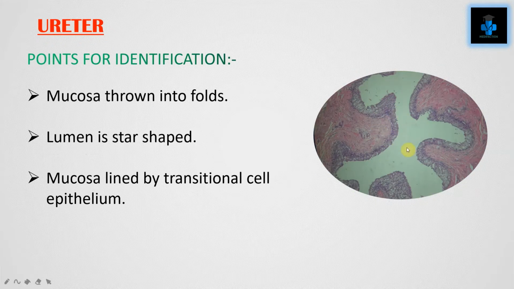Ureter. To identify ureter, one must observe the mucosa, which is thrown into folds, as you can see right here, and the lumen of the ureter is star-shaped. And the most important point is the mucosa is lined by transitional cell epithelium.